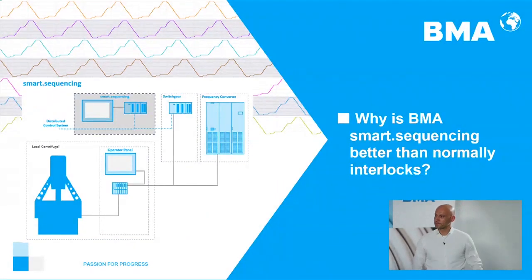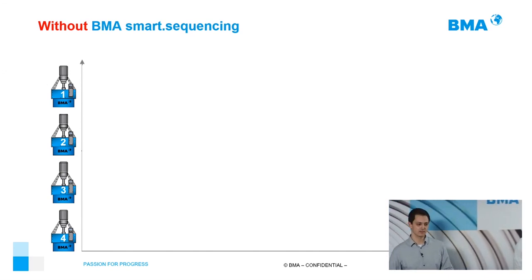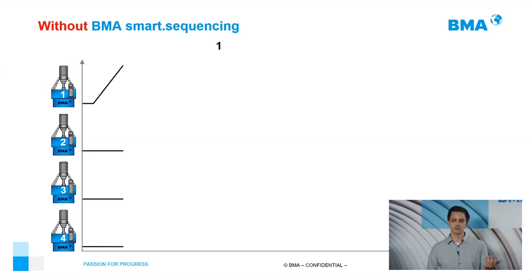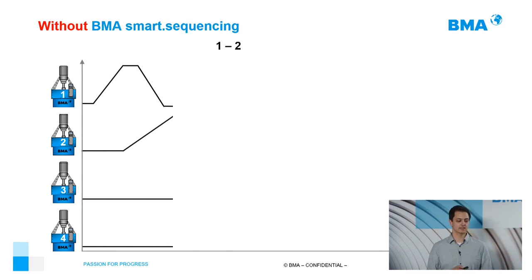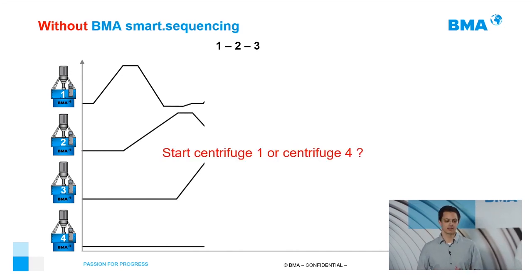Right. So in general, why is BMA Smart Sequencing better than a standard or traditional interlocking? So here we have another example, and I will show again some graphs. We can see that the machines, when they start, the first machine is starting, now the second machine, and later the third machine will also start. But now we have a problem. We can see that the first and the fourth machine are ready to start.